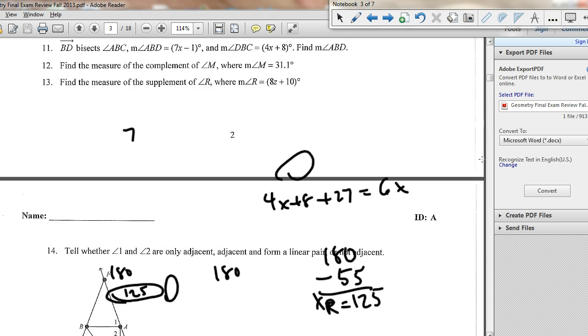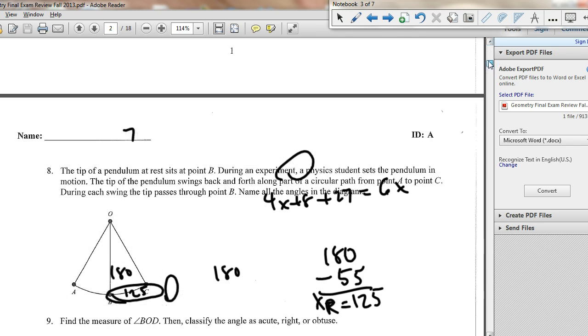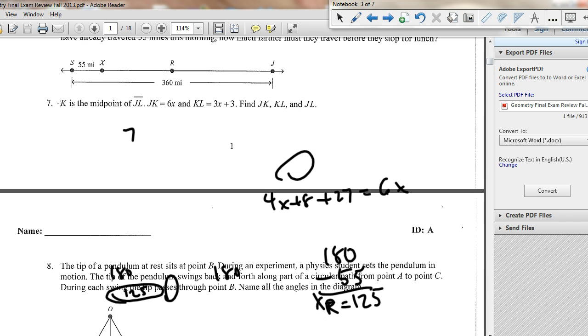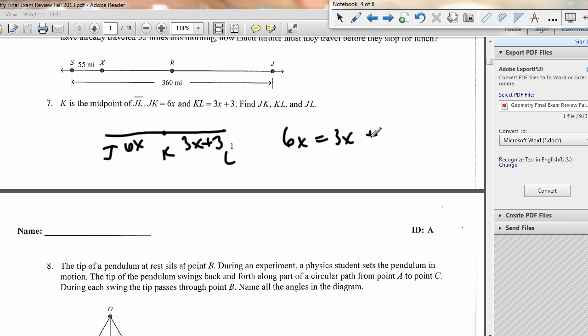You got another one that has to do with segment addition postulate. Dang it, went too far. K is the midpoint of JL, so you draw yourself a picture. Draw a segment JL. K is in the middle. JK is 6x and KL is 3x plus 3. Because it's the midpoint, you should set these two equal to each other, and then you can figure out what x is. I think it's 1 if I remember right. Plug it back in, you can figure out the length of JL. Okay.